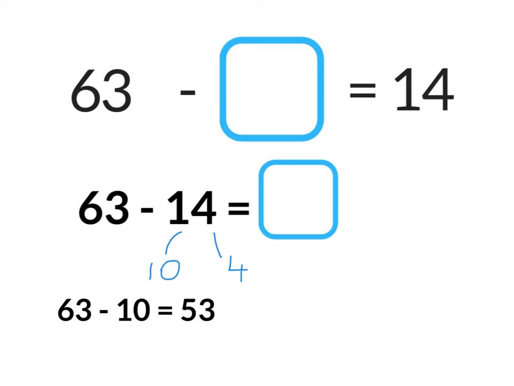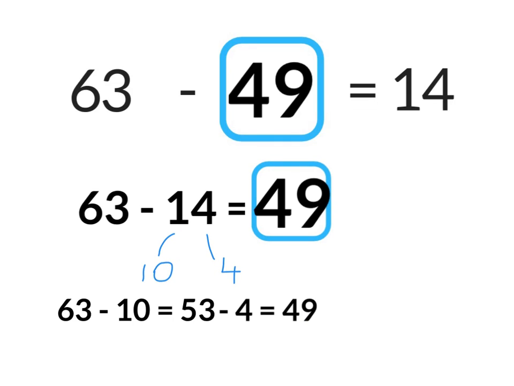I'm going to take away the 10 first from 63. 63 take away 10 is equal to 53. Now I'm going to take my units away from my new starting number, which is 53. 53 take away 4 is equal to 49. Again, if you were a little bit stuck here, because this is 53, you could have taken the 3 away first to round it to 50, and then find the difference between 3 and 4, which would have been 1, and then take away your 1 from 50, which gives you 49. So our final answer is 49.